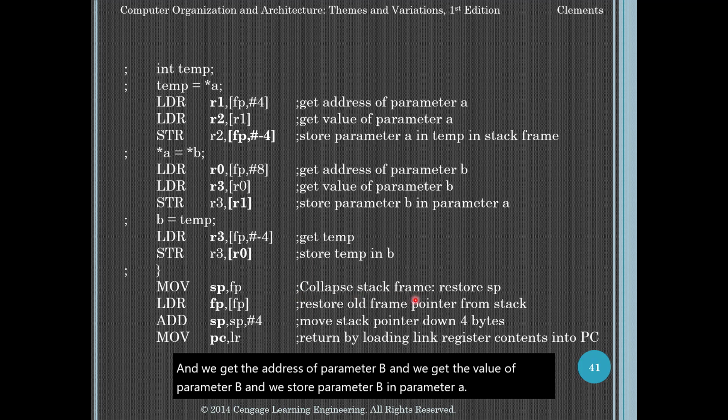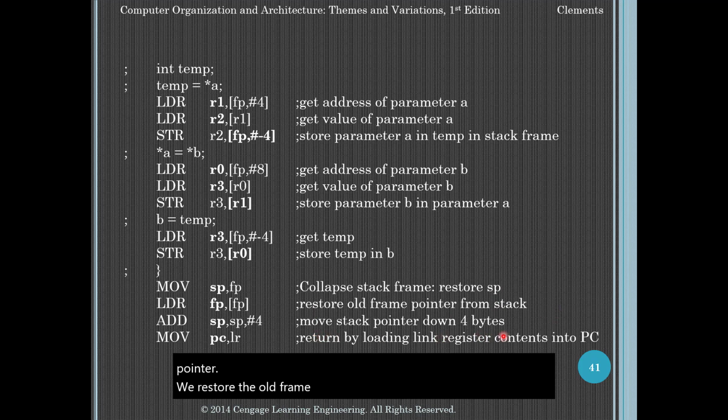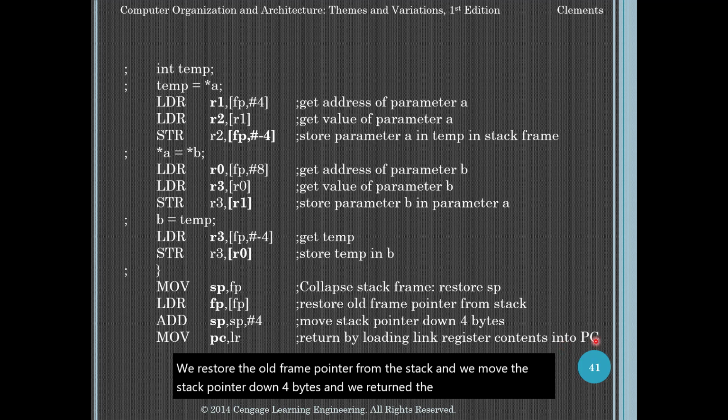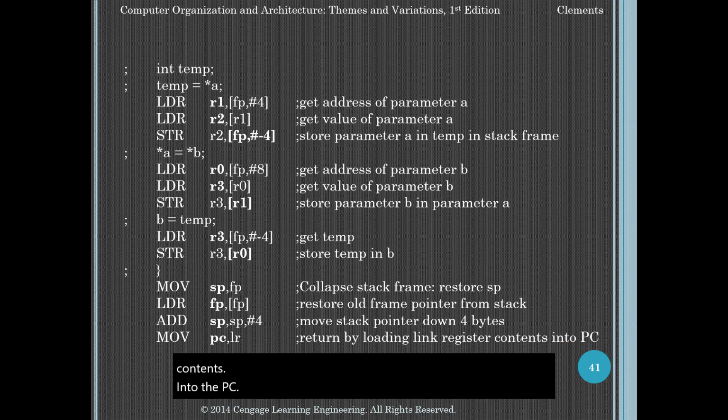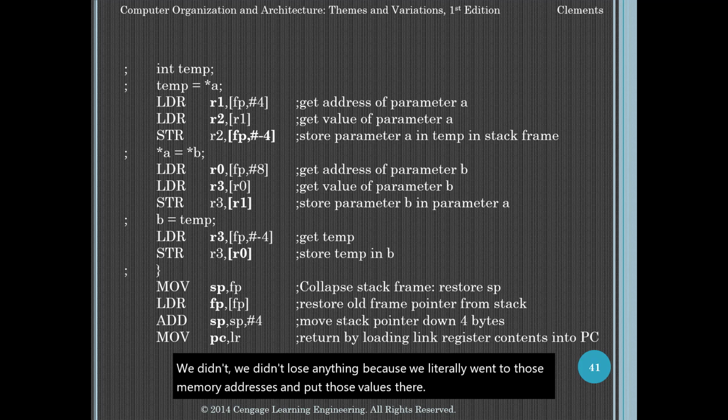When the stack frame is collapsed and we restore the stack pointer, we restore the old frame pointer from the stack, we move the stack pointer down 4 bytes, and we return, loading the link register contents into the PC. We didn't lose anything because we literally went to those memory addresses and put those values there instead of putting them on the stack frame. So when the stack frame gets collapsed, we don't care. We're done.